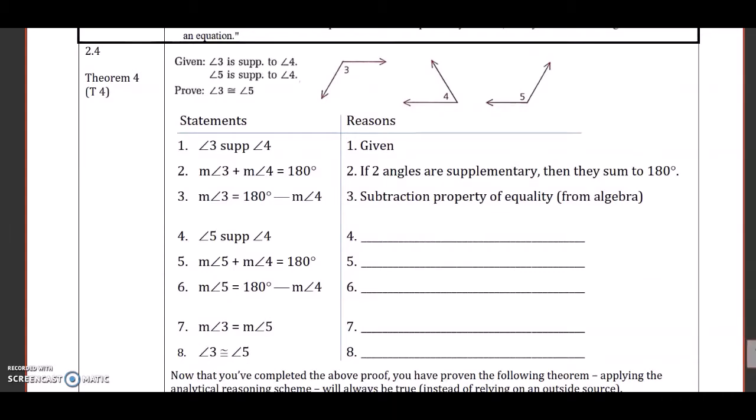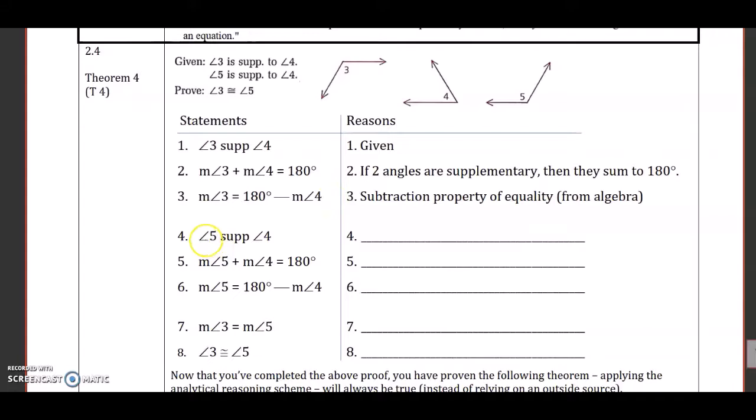This first theorem, we're given angle 1 is supplementary to angle 4. Angle 5 is supplementary to angle 4. So I'm going to start with my first given. Angle 3 is supplementary to angle 4. And if two angles are supplementary, then they sum to 180 degrees. So the measure of angle 3 plus the measure of angle 4 equals 180. And if I subtract, then subtract angle 4, then I can say the measure of angle 3 is equal to 180 minus the measure of angle 4.